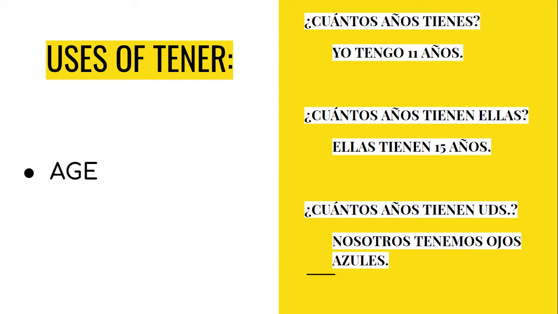¿Cuántos años tienen ellas? Ellas tienen 15 años. ¿Cuántos años tienen ustedes? Nosotros tenemos... Oops. Ojos azules. Oops, I forgot to change that one. Oh well.